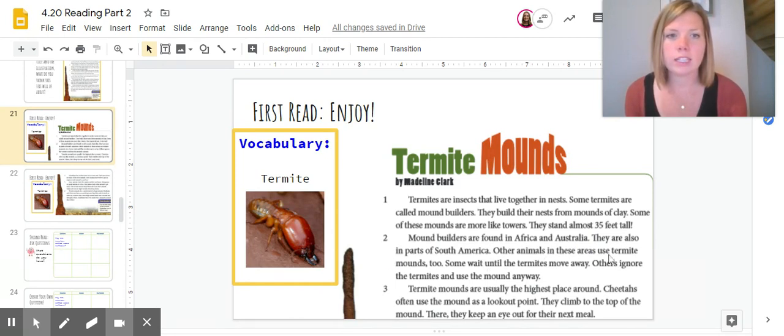Other animals in these areas use termite mounds too. Some wait until the termites move away. Others ignore the termites and use the mound anyway. Termite mounds are usually the highest place around. Cheetahs often use the mound as a lookout point. They climb to the top of the mound. There they keep an eye out for their next meal.